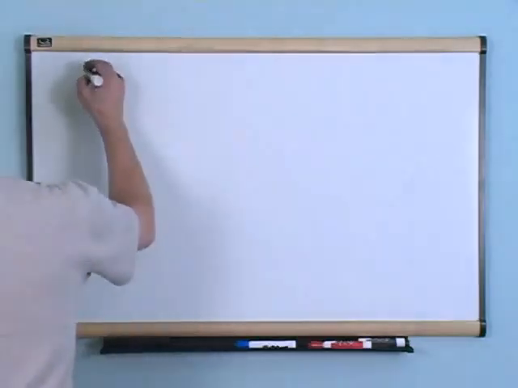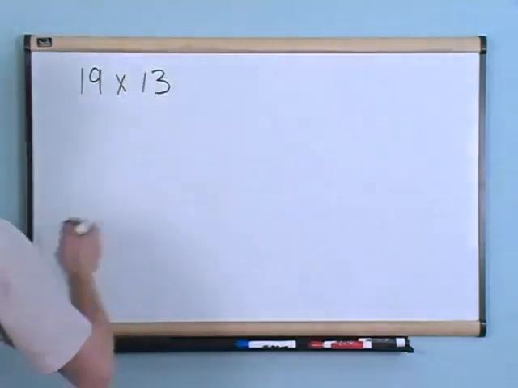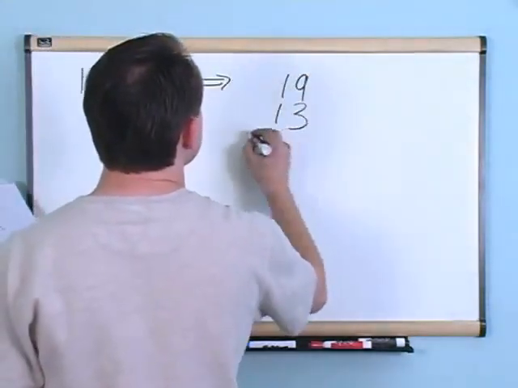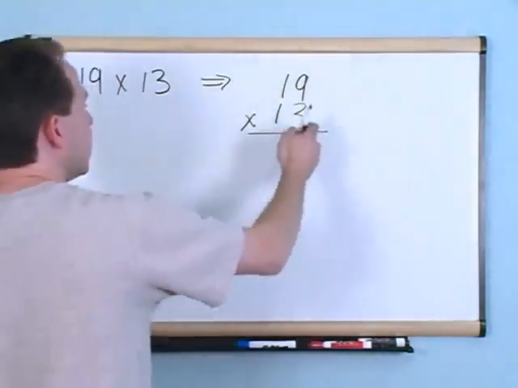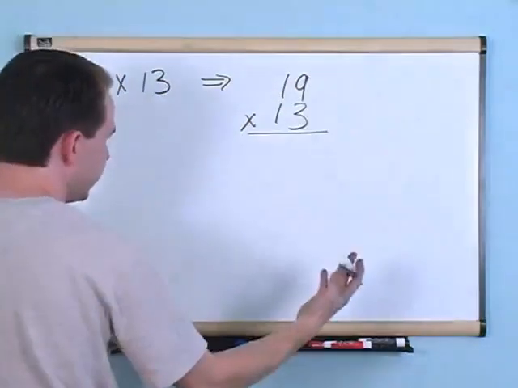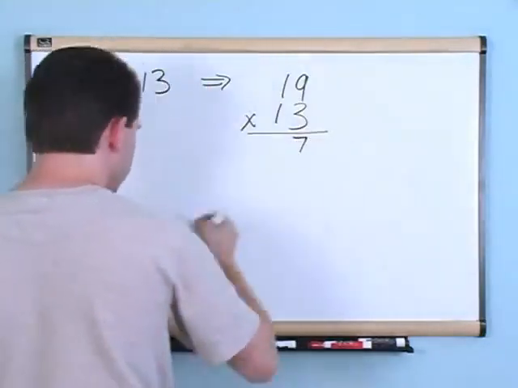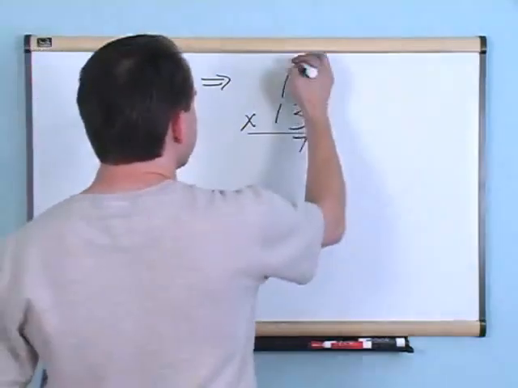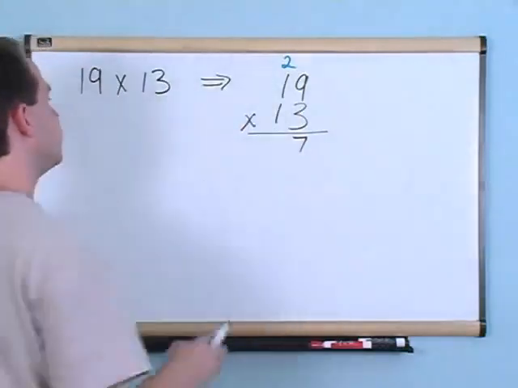Okay. 19 times 13. Okay? How would we do that? 19 on the top, 13 on the bottom. Like this, okay? We start in the right-hand column. 3 times 9 is 27. So we can't obviously write 27 down here, so I'm going to put the 7, okay? And then I'm going to put the 2 somewhere. The 2 has to go here, on top of the other column, okay?